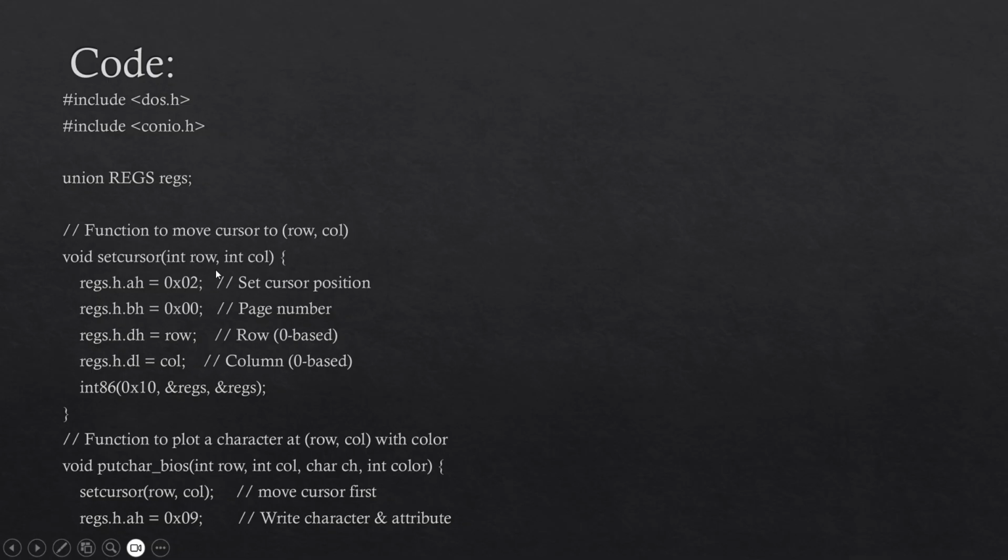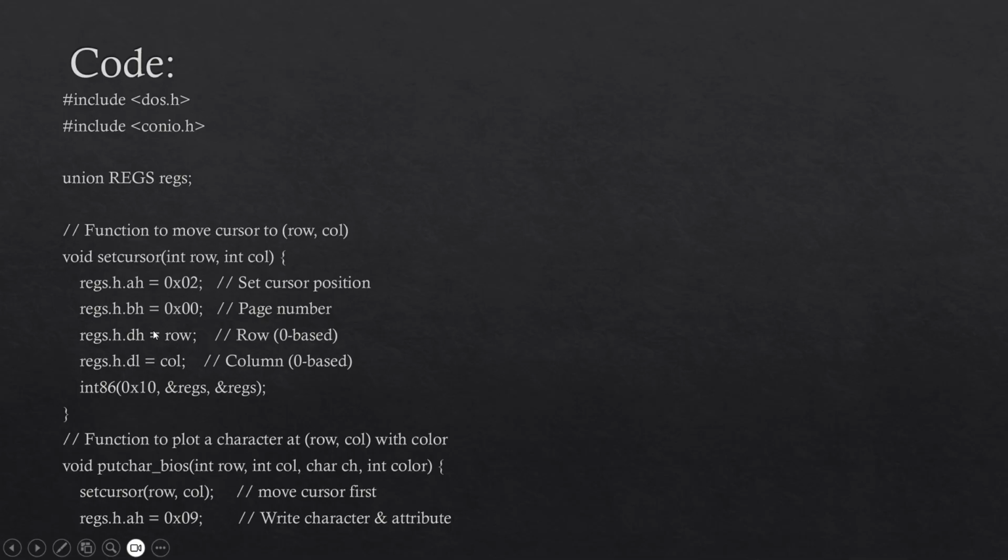Here we are storing 02 in AH, which tells BIOS we want function 02H of interrupt 10H, which is the set cursor position function. We store 0 in BH, that is the page number.